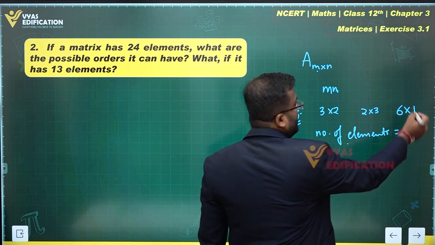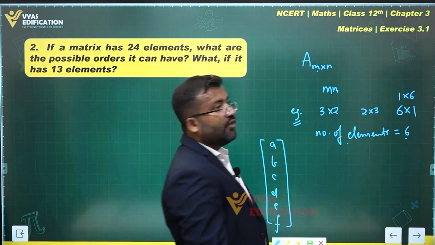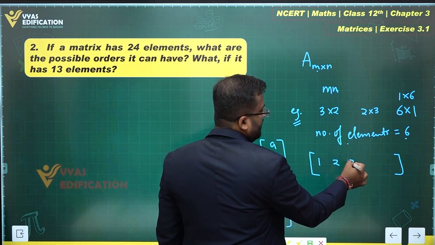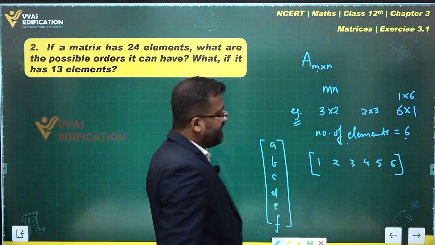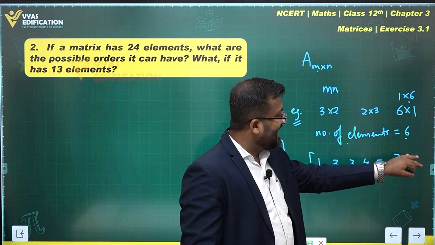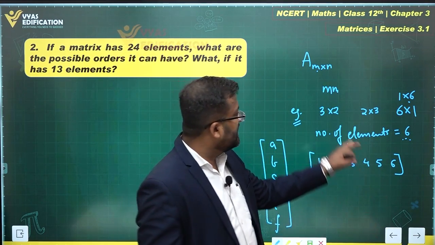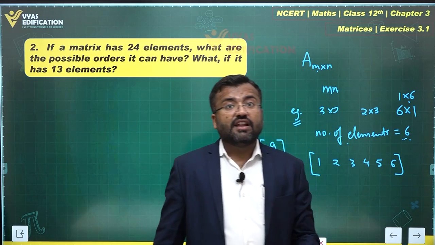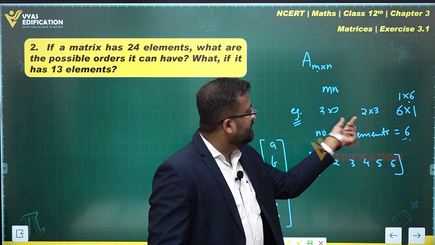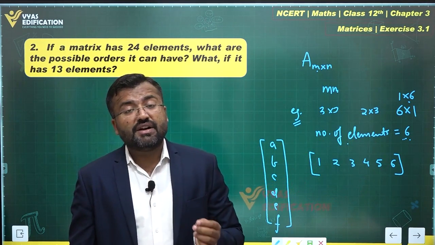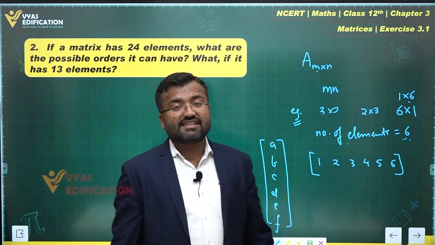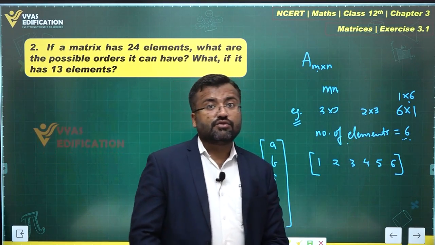Similarly, I can have a matrix having order 1 by 6, that is 1 row and 6 columns. This is a matrix having 1 row and 6 columns, as you can observe, right? And the order is 1 by 6, and yes, number of elements would be 6. Now what is special about these orders? As you can clearly observe, these are nothing but the factorization of this particular number 6. We are writing 6 as product of 2 natural numbers. That's what you can observe.